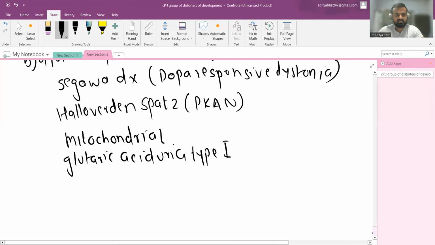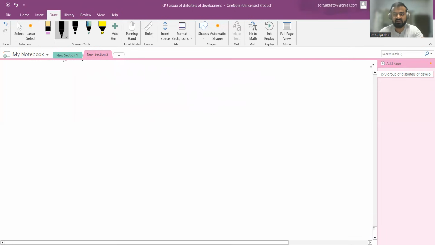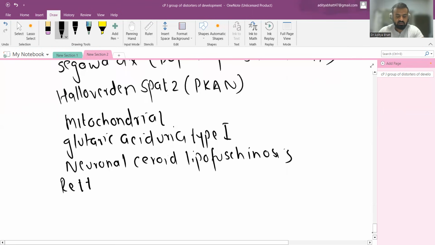Okay. The next is juvenile neuronal ceroid lipofuscinosis. Okay. Then Rett syndrome, stereotypical disorder, neuroregression. We have already covered it with autism spectrum disorder. Okay, Rett syndrome. Then Pelizaeus-Merzbacher. And there is also Pelizaeus-Merzbacher-like disease. So PMD and PMLD. There is a hypomyelination pattern.